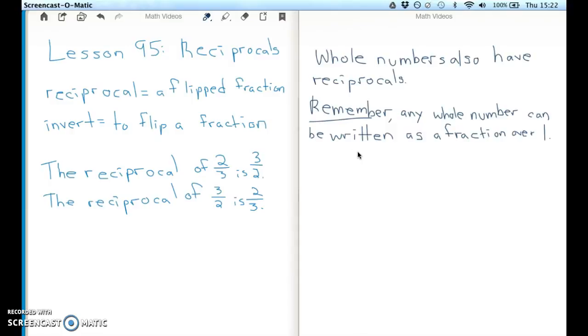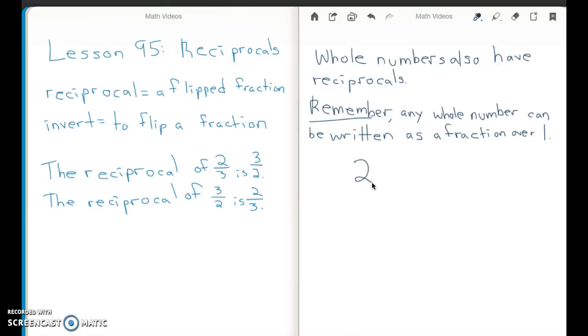Whole numbers also have reciprocals. Remember, any whole number can be written as a fraction over 1. So if I have the number 2, that's the same thing as 2 over 1. Go ahead and write this down. The reciprocal of 2. And remember, 2 is the same thing as 2 over 1. Is, if we flip that, if we invert 2 over 1, we get 1/2.